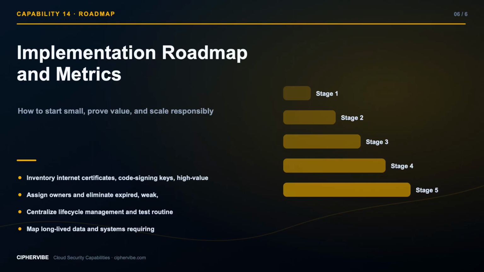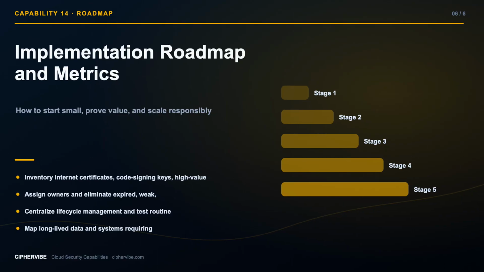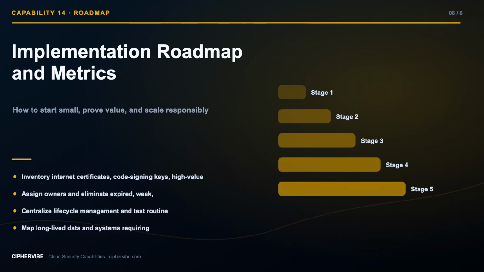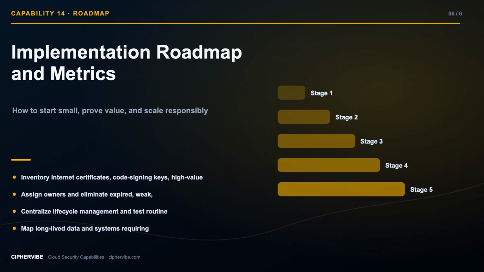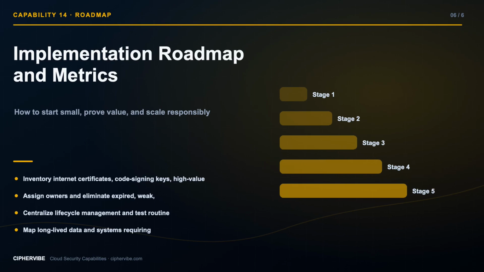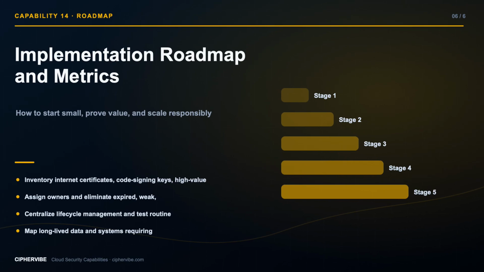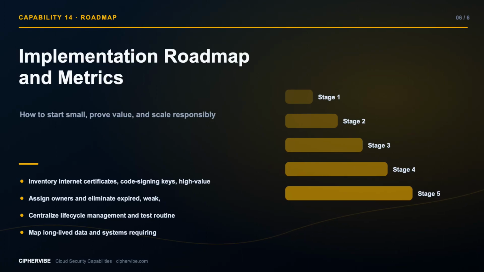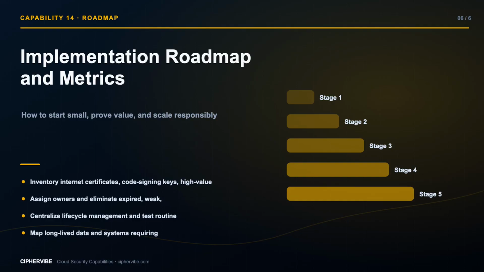Fourth, map long-lived data and systems requiring post-quantum migration planning. Fifth, exercise provider failure and algorithm transition before deadlines make the change urgent. The roadmap is incremental because a focused production scope lets teams validate evidence, ownership, workflow, and control safety before scaling.